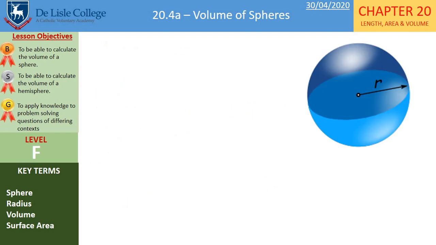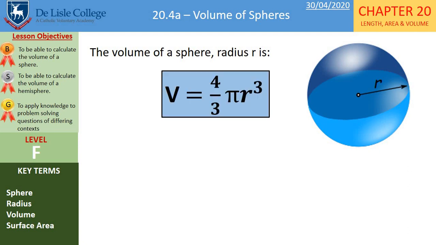So first things first, what is a sphere? I'm sure most of you know. You see them lots and lots in everyday life. We'll have a look at some examples in a moment. But if you're trying to find the volume of a sphere, you need the radius. This isn't like trying to find the circumference of a circle where you can use the radius or the diameter. We have to have the radius in this instance, and that is your formula.